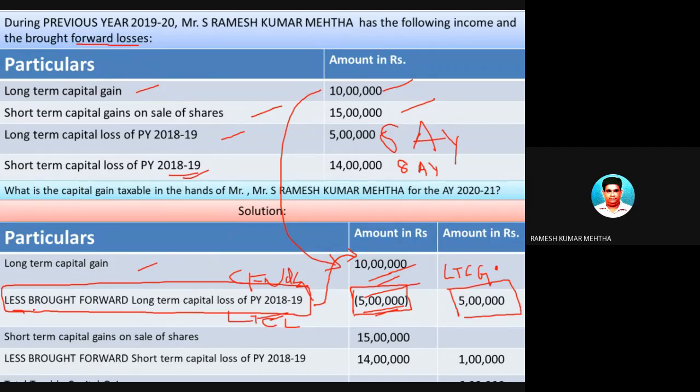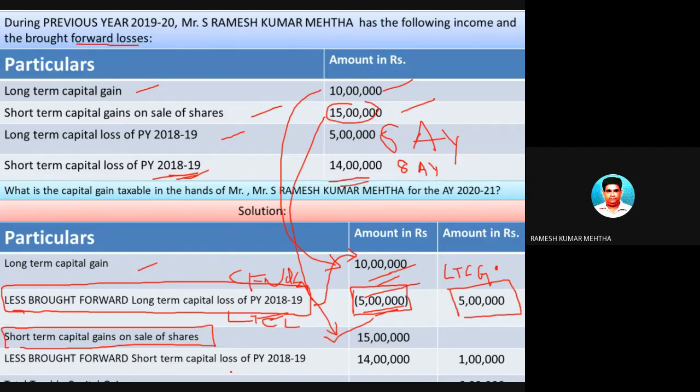Number two is that this year this assessee has made a short-term capital gain on sale of shares of 15 lakh rupees. Okay, 15 lakh rupees. So this is the first step, and subsequently, in the previous year, that is 2018-19, there was a short-term capital loss to the tune of 14 lakh rupees.